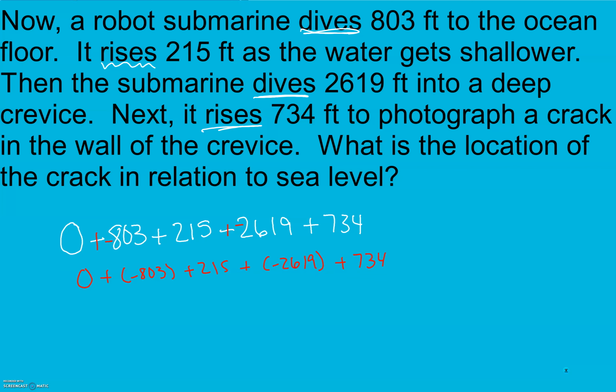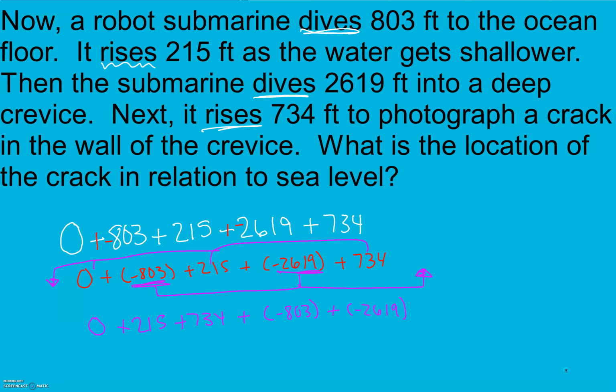And I can commute this so that my two negative numbers go together. I'm going to move those to the end. And then my positive numbers and 0 go together, and I'm going to move those all to the beginning. So I'm going to have 0 plus 215 plus 734, then plus negative 803 plus negative 2619.